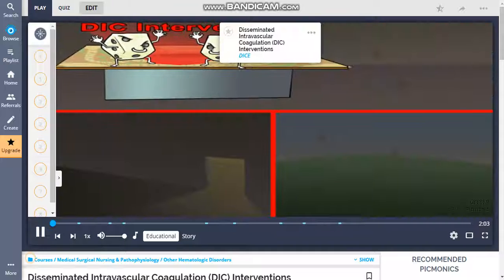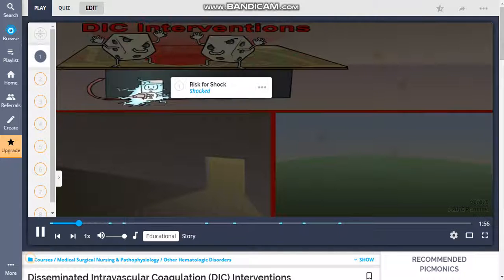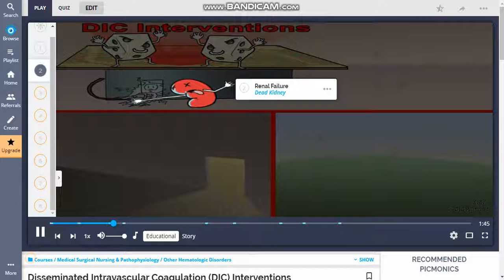This Picmonic discusses interventions for DIC and is a continuation from the assessment card, in which a game involving dice went wrong. When learning about DIC, it is important to keep in mind possible complications. With hypovolemia, there is a risk for shock, shown by the shock from the outlet causing a dead kidney, which represents the possibility for renal failure.